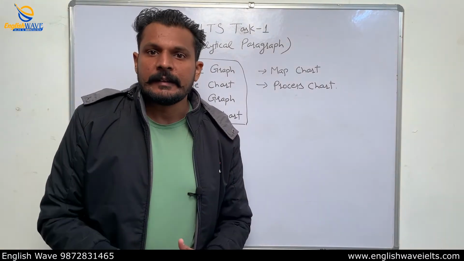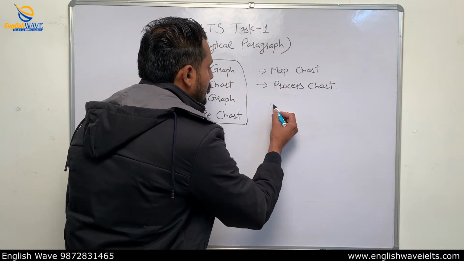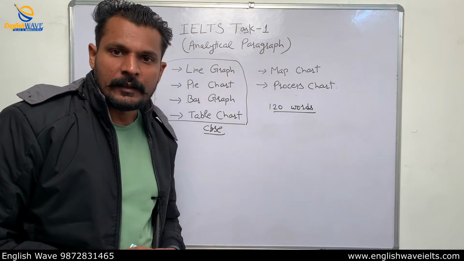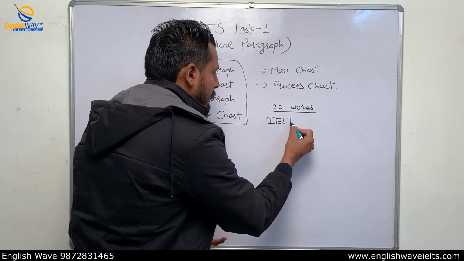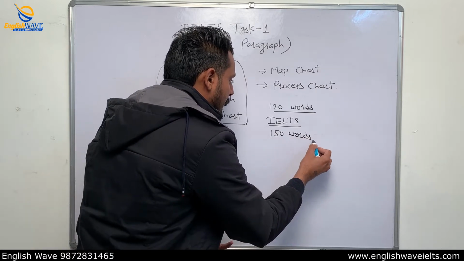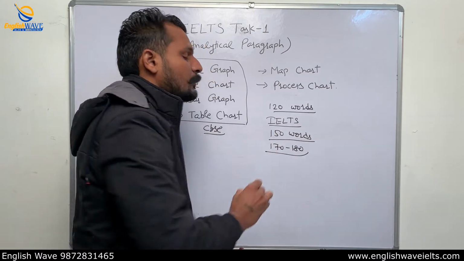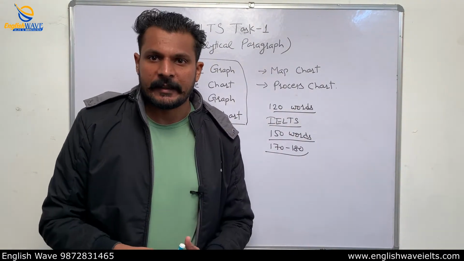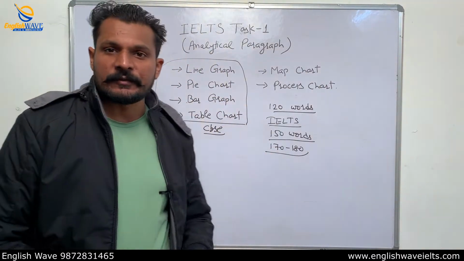So let's see how many words you have to write while describing. In case of the CBSE curriculum, you have to write at least 120 words. And in case of IELTS, you have to write at least 150 words. But I would recommend you to go beyond, at least 170 to 180 words, for better scores. So this was all about the analytical paragraph, and today we'll start with the line graph. That is our first type of graph.